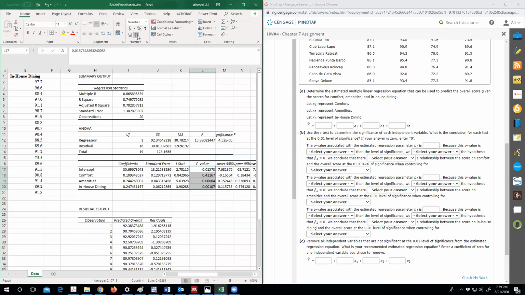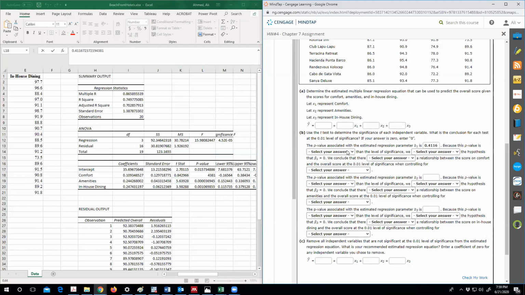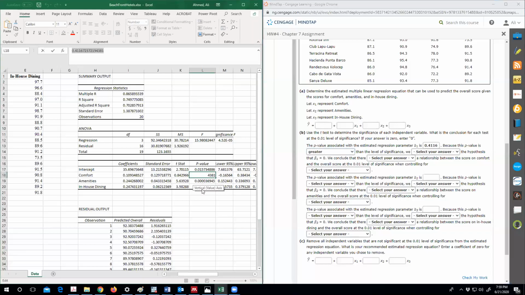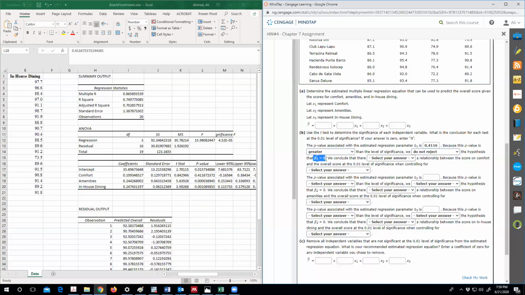All right, so the p-value for the estimated regression parameter beta 1 is this one. I'll just take this and put it here. This p-value is greater than the level of significance. We do not reject the hypothesis that beta 1 is 0.